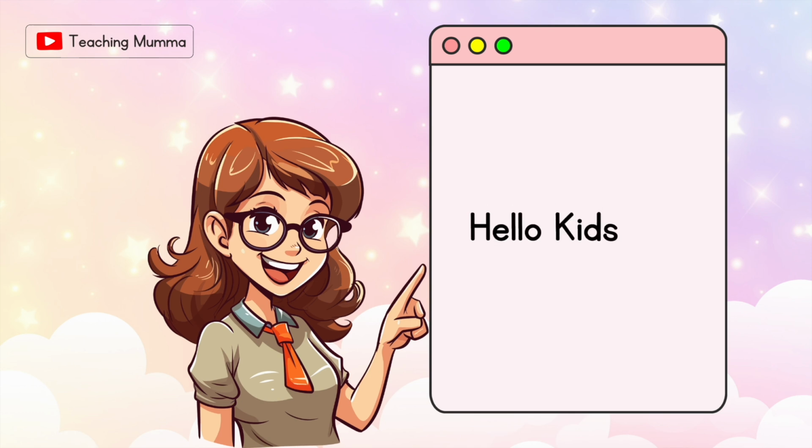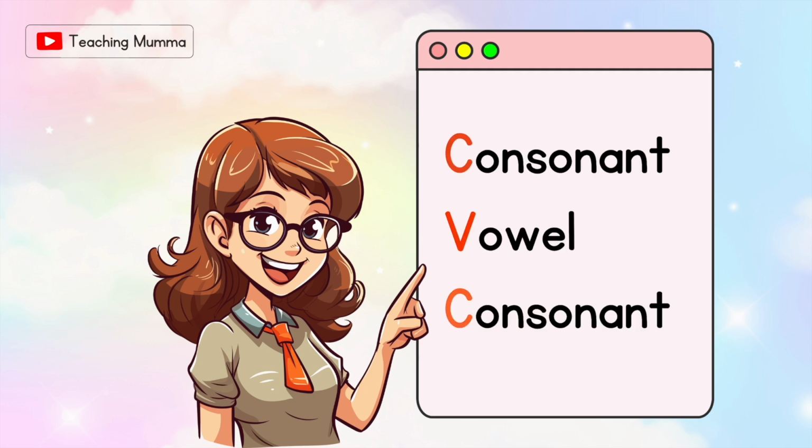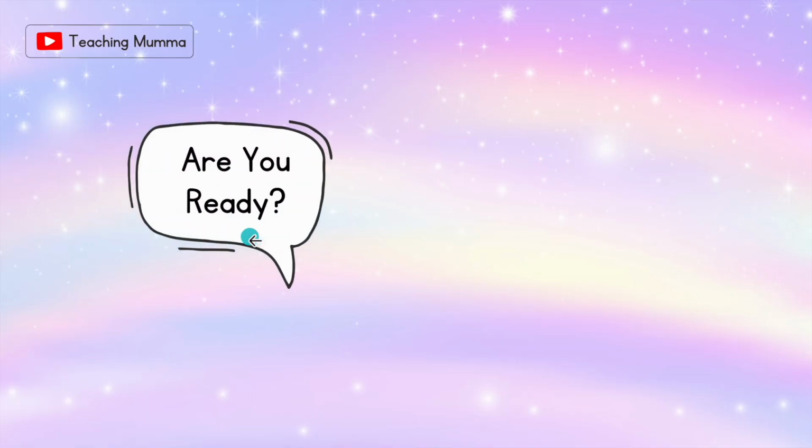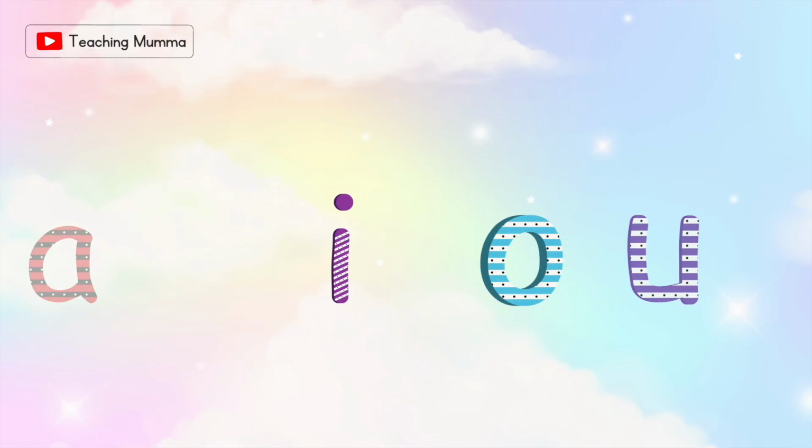Hello kids! Today we will learn CVC words. Consonant, vowel, consonant. C, V, C. Are you ready? Let's begin. Follow the small blue circle and read along.